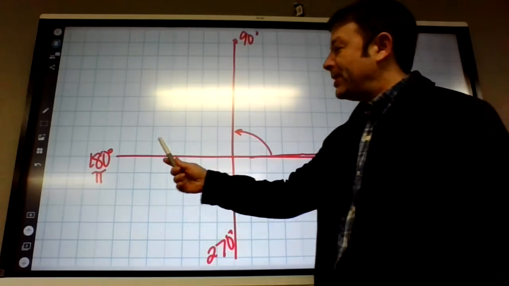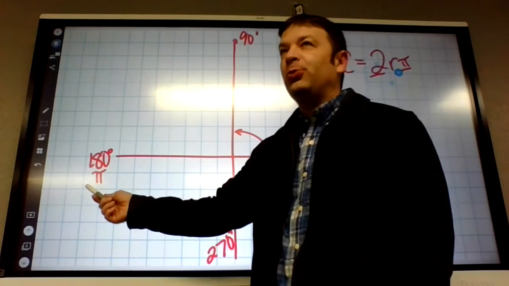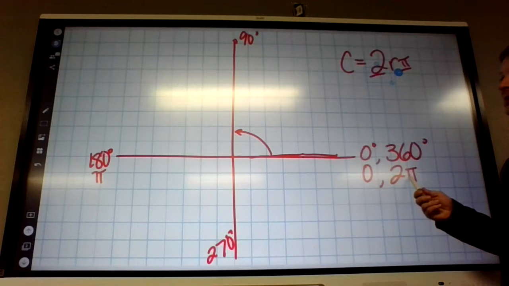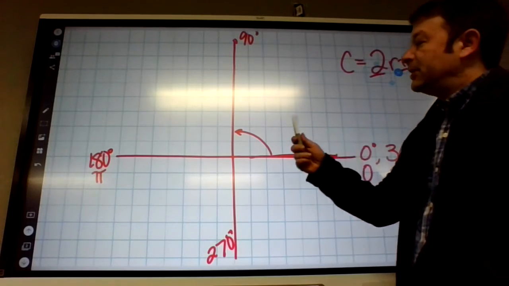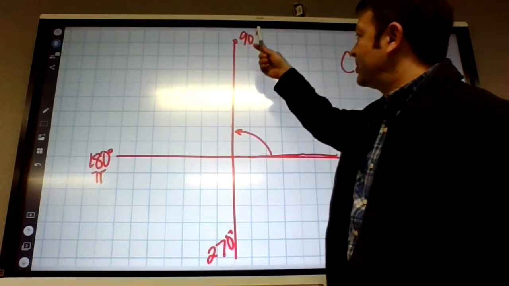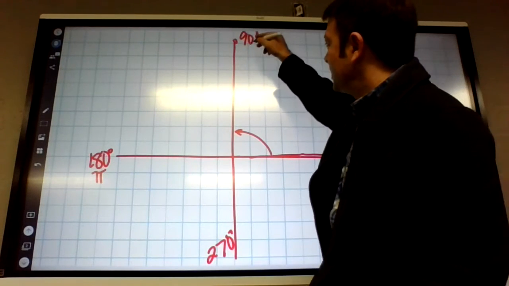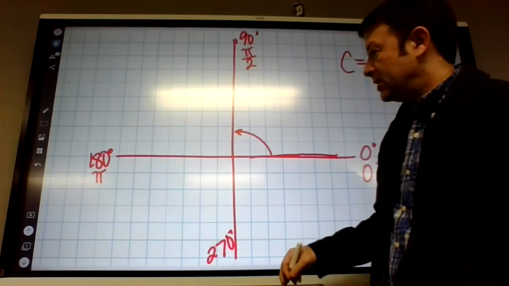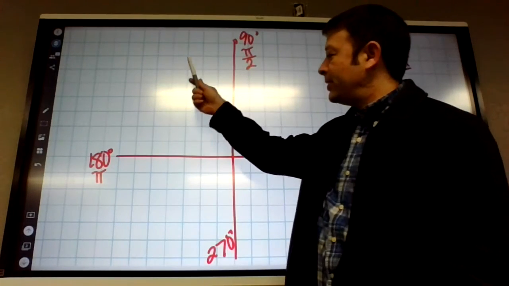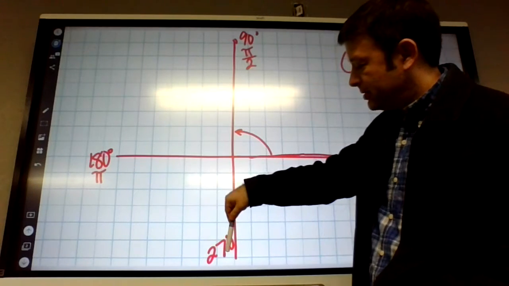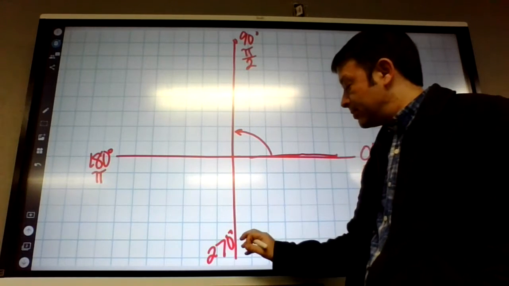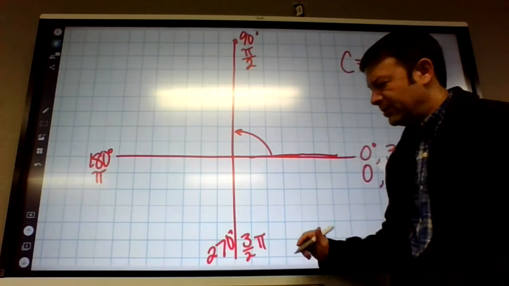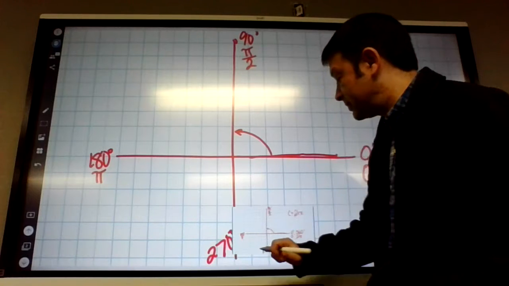So if this is pi radians, or you could say it's like 3.14 radians, you could also say this is 6.28 radians, rounded off. If we call this pi though, what could we call this? Pi over 2, or half pi. So if this is 1/2 a pi, 1 pi, this would be 1.5 pi, or 3/2 pi, or 3 pi over 2. I think they write it like that more often.